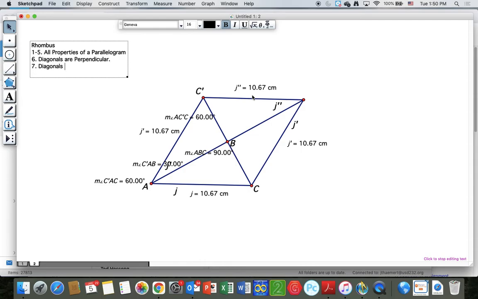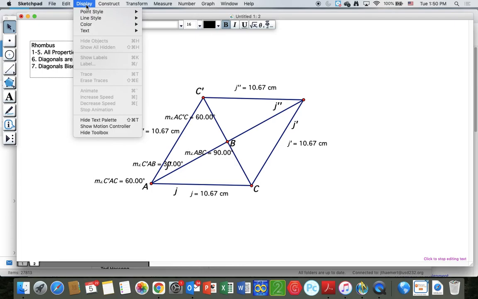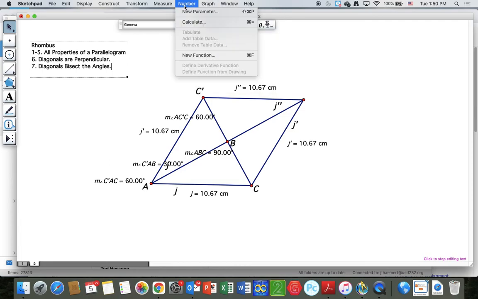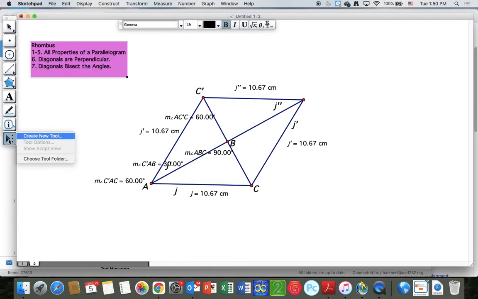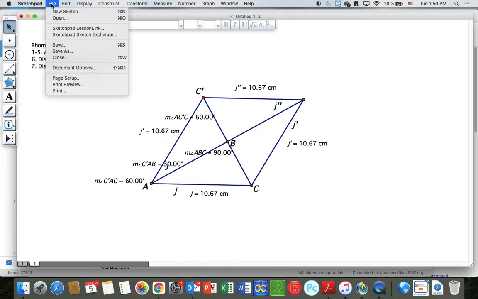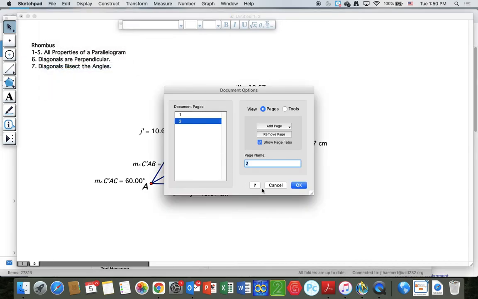Diagonals bisect the angles. So not only do they bisect each other, in a rhombus, they bisect the angles, sorry. And they're also perpendicular. They're also 90 degrees. So that's cool. Okay. Can't remember what I did next. What did I do? Oh, shoot. Where did I find that, guys? Document options. Page 3.